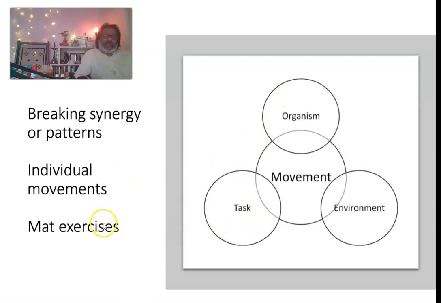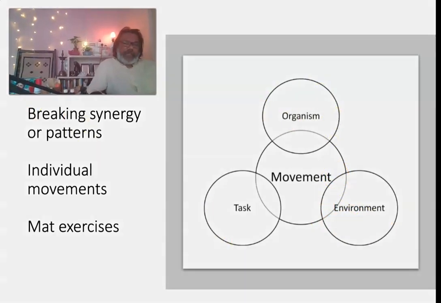The next thing is the individual movements or breaking the synergy. Remember, any organism interacts with an environment to produce a functional task, and that's when you get a movement. So if you correct only the organism or only the environment, that is not enough, right? You need to change the whole thing. So if you activate your gluteus or the hip extensors, that doesn't mean you will walk with an extension. That is not how it works.